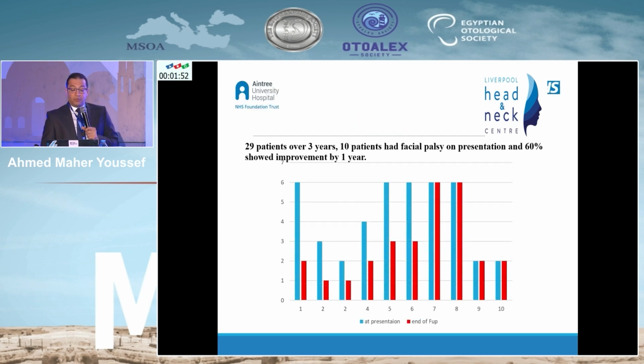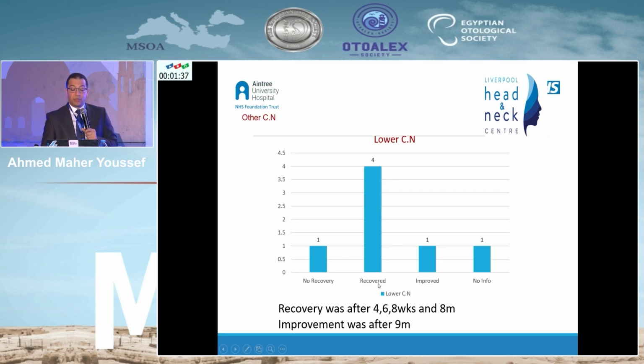So just a quick one, really, in terms of the prognosis. Some patients, as I said, could present with facial palsy, and most of the patients, 60% of them, would improve. We've noticed that the ones that presented with grade 6 will never get back to grade 1, but they will improve. In terms of the lower cranial nerves, by about 8 months, again, most of them improved.